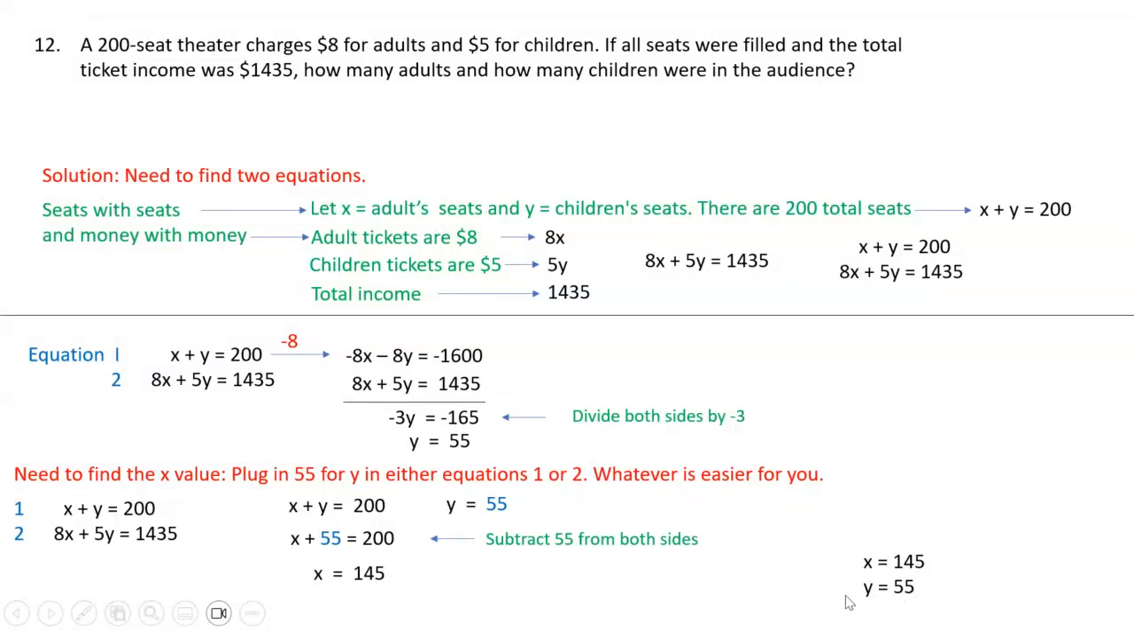But that's not what we're looking for, right? The problem asks how many adults and how many children were in the audience. Since the variable x corresponds to adults, it's going to be 145 adults and 55 children in the audience.